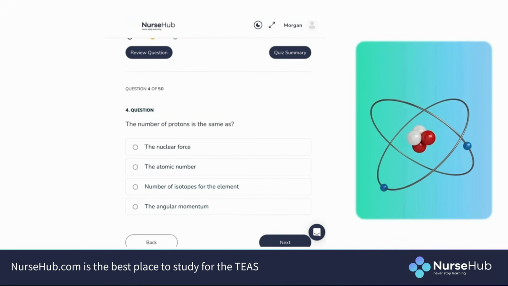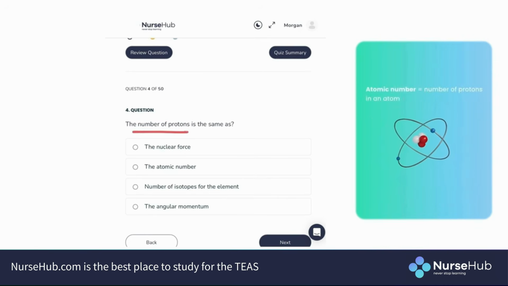Question number 4 asks us, the number of protons is the same as blank, right? So here we have another one that will just need to be committed to memory. What you will learn when you review our chemistry lessons is that protons are the same as the atomic number. They give the atom its identity. They tell us whether this atom is carbon or hydrogen, nitrogen or phosphorus. And so the answer here is pretty straightforward. It's going to be answer choice 2. The number of protons is the same as the atomic number, which tells us also the identity of the atom.